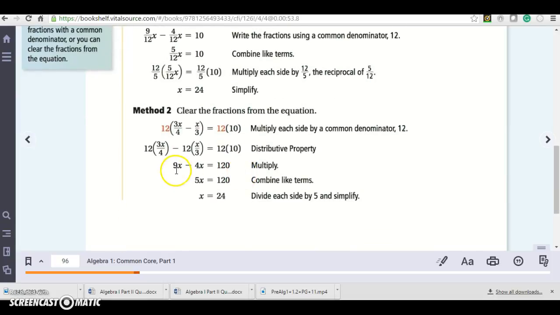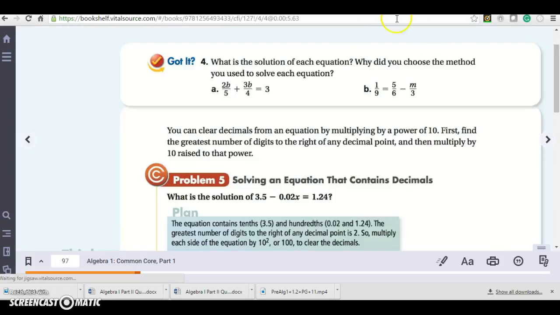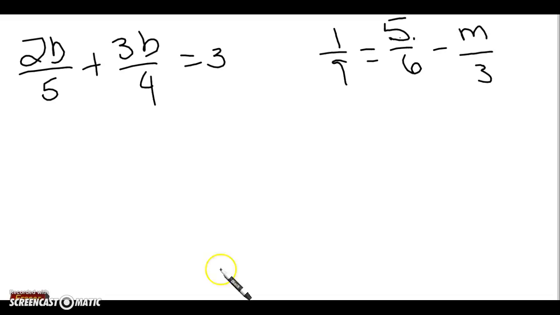So now I get 9 minus 4, which is 5x, equals 120, and I would divide both sides by 5, and I get x equals 24. Alright, so now let's do the guided practice on our own.